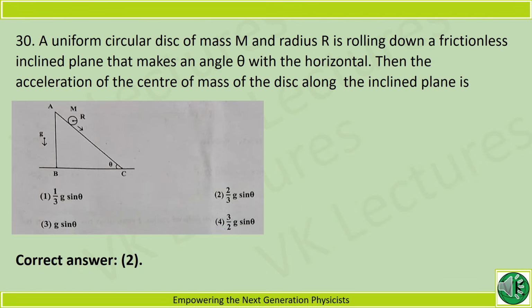A uniform circular disk of mass m and radius r is rolling down a frictionless inclined plane that makes an angle theta with the horizontal. Then the acceleration of the center of mass of the disk along the inclined plane is 2 by 3 g sine theta, option 2.